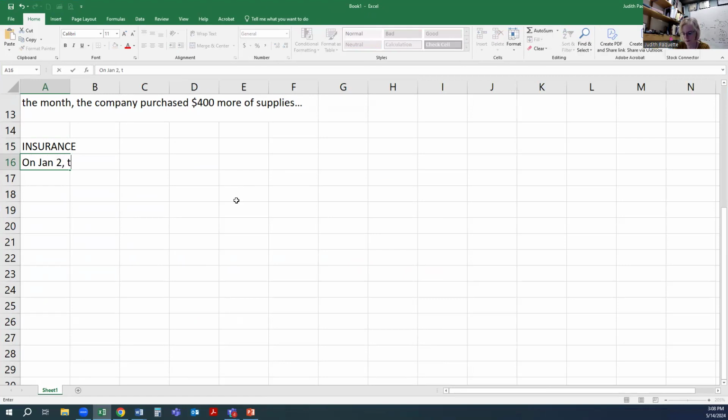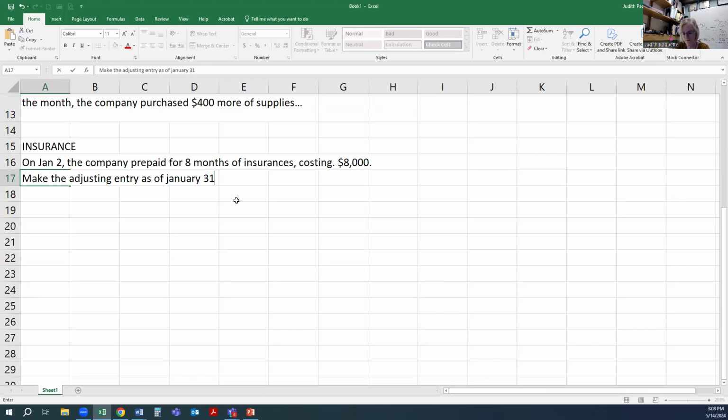On January 2nd, the company prepaid for 8 months of insurance, costing $8,000. I'm just going to use easy numbers. Make the adjusting entry as of January 31st. Okay. So you have the data you need, you know the total amount, you have the period of time.